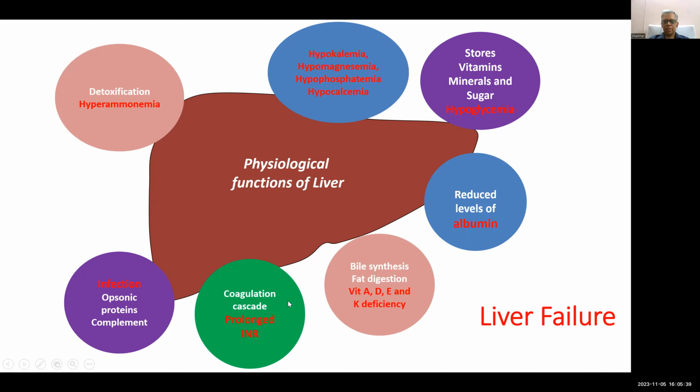In the coagulation cascade, when the coagulation factors are not produced, it leads to prolongation of the INR, which can be measured in the lab and helps us know how the synthetic functions in the coagulation cascade are affected in a patient with liver failure. In addition, when the opsonic proteins and complement, which help in fighting infection, are not produced, an individual with acute liver failure or any liver failure is predisposed to more infection. It is important to know this because infection is a major killer in these patients.